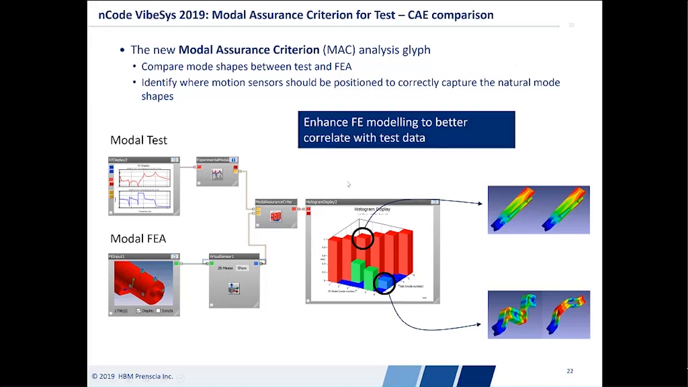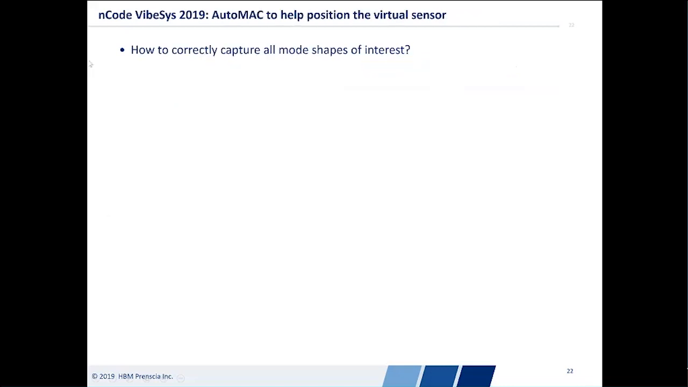But again, the main use of the MAC glyph is to really enhance your FE modeling by comparing the mode shapes with what you've measured, and also by making sure, and we'll see that in a minute, that the sensors are positioned at the right places. So the question is, how do I make sure that I'm correctly capturing all the mode shapes of interest, right? So how many sensors should I use? Where should I position them?